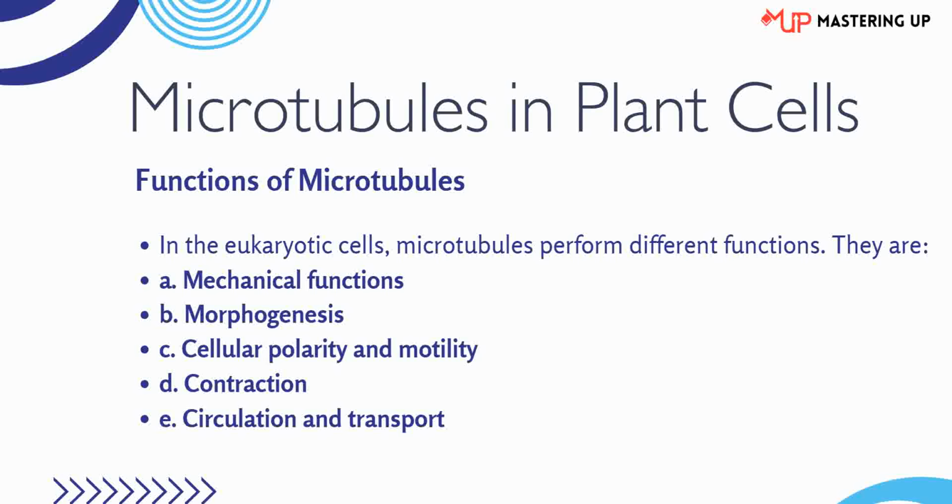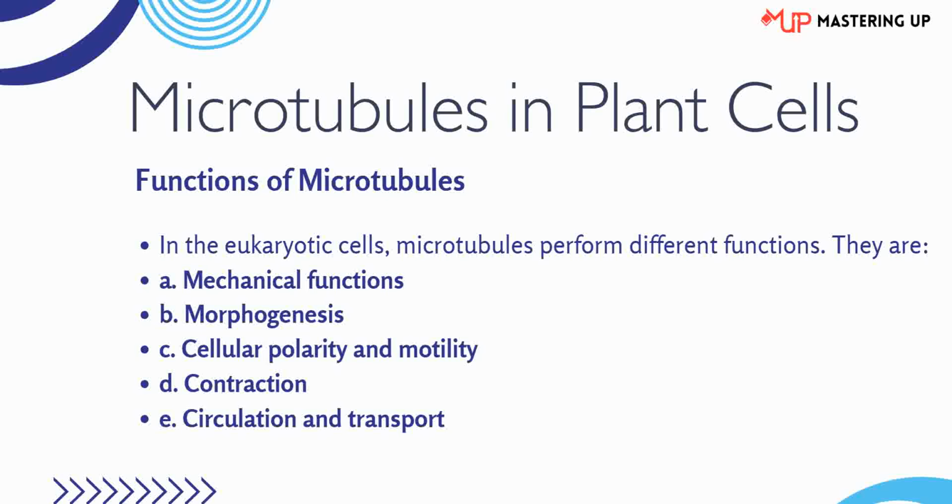So the functions of microtubules in eukaryotic cells: microtubules perform different functions. The first is mechanical function. The different orientation of microtubules and their distribution is related to the shape of the cells, the cell processes or protuberances like axons and dendrites of neurons, microvilli, etc.